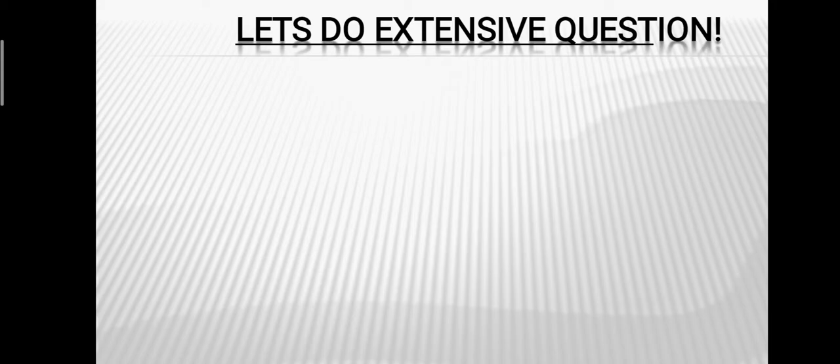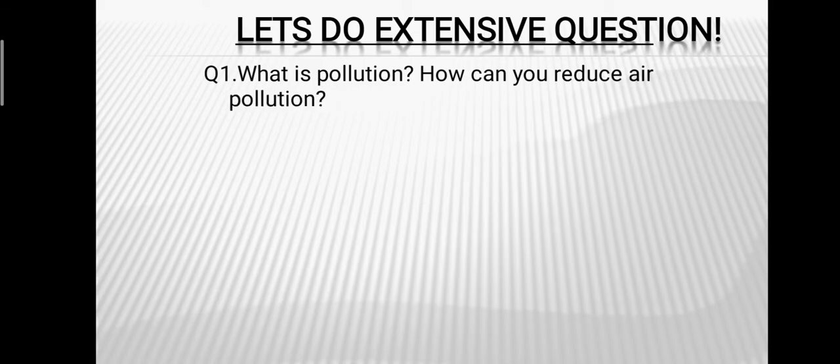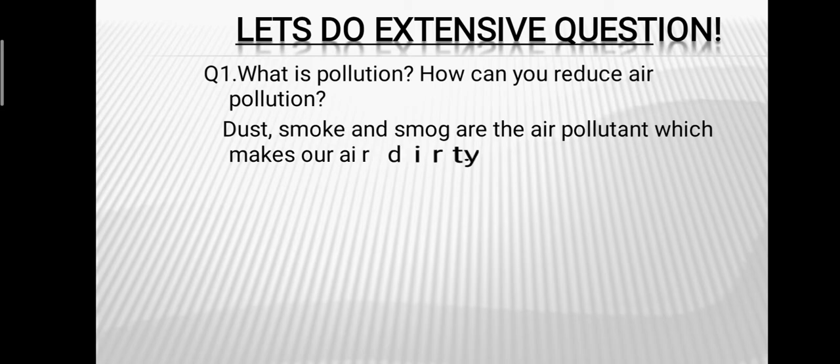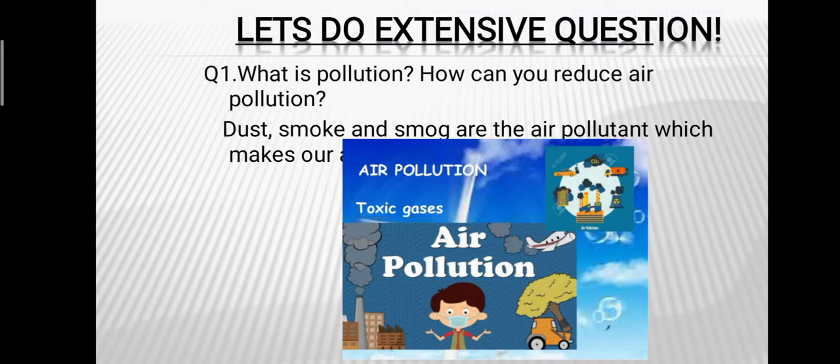Let's do the extensive questions now, and here is our only one extensive question, that is, what is pollution and how can we reduce air pollution? Dust, smoke, and gases are the air pollutants which make our air dirty. We can see it here that all the toxic gases like smoke, all of them are making our air polluted. So we call it air pollution.